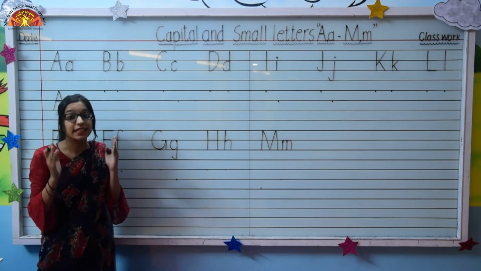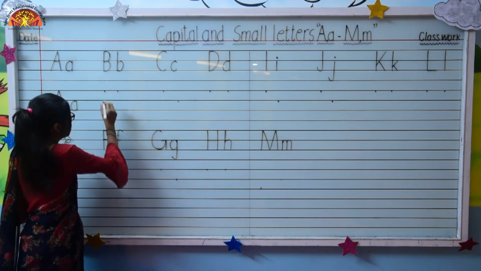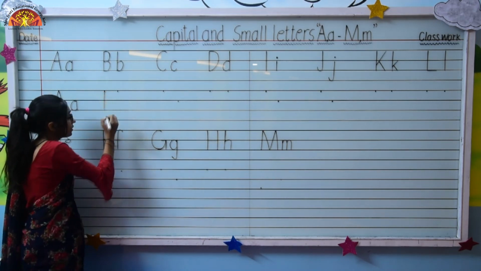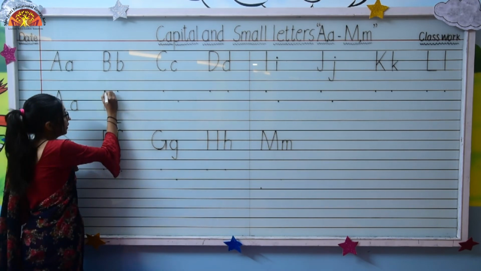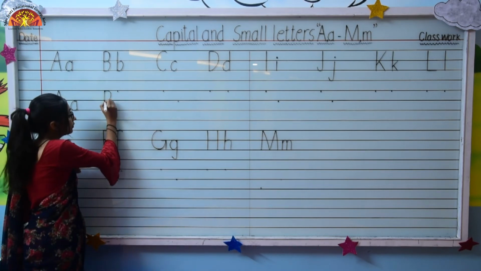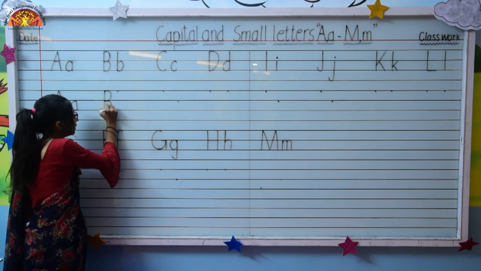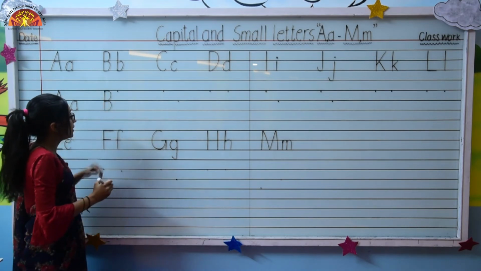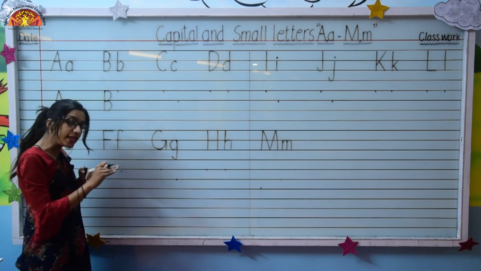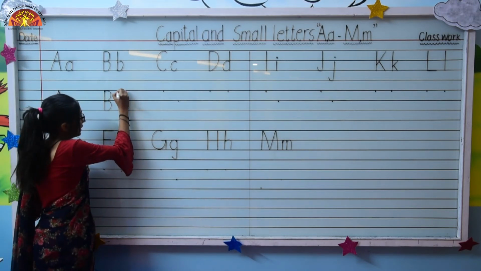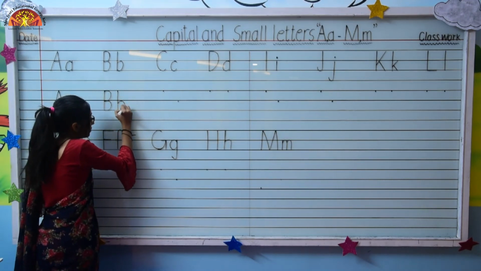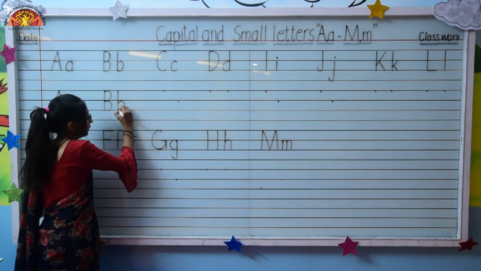Now let's make capital letter B. Okay? So kids, make a standing line. Touch these lines properly. Then a small curve, one more curve, like this. This is capital letter B. Now let's make small letter B. Standing line. Join one small curve. Like this.